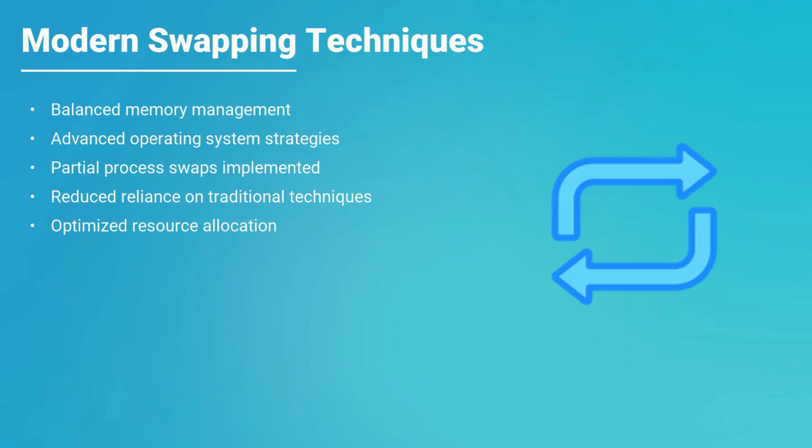In modern computing systems, traditional swapping techniques are not as prevalent due to their inherent inefficiencies. With advancements in technology, operating systems such as Unix, Linux, and Windows have developed various swapping strategies. For instance, these systems may implement swapping only under conditions where free memory is low, or may utilize techniques that allow for partial process swaps, where only parts of a process are moved in and out of memory.